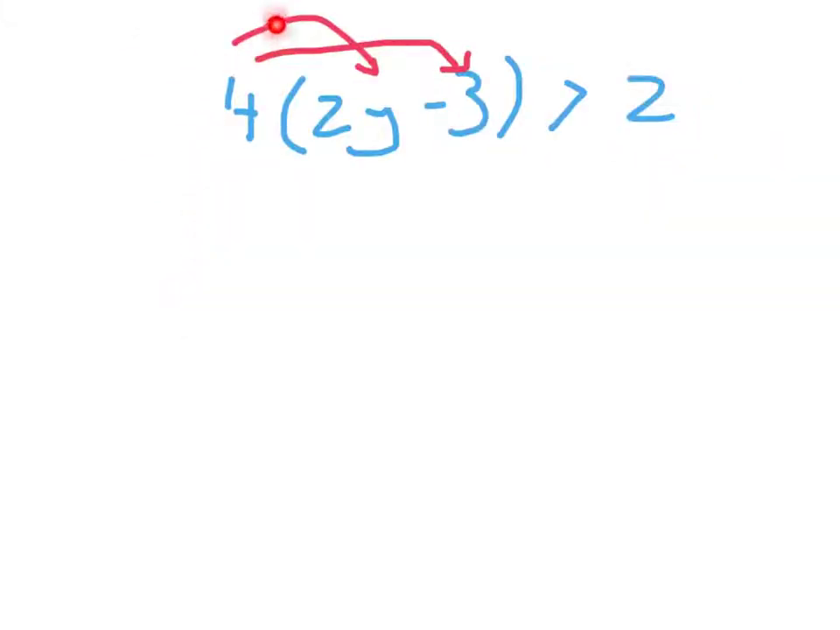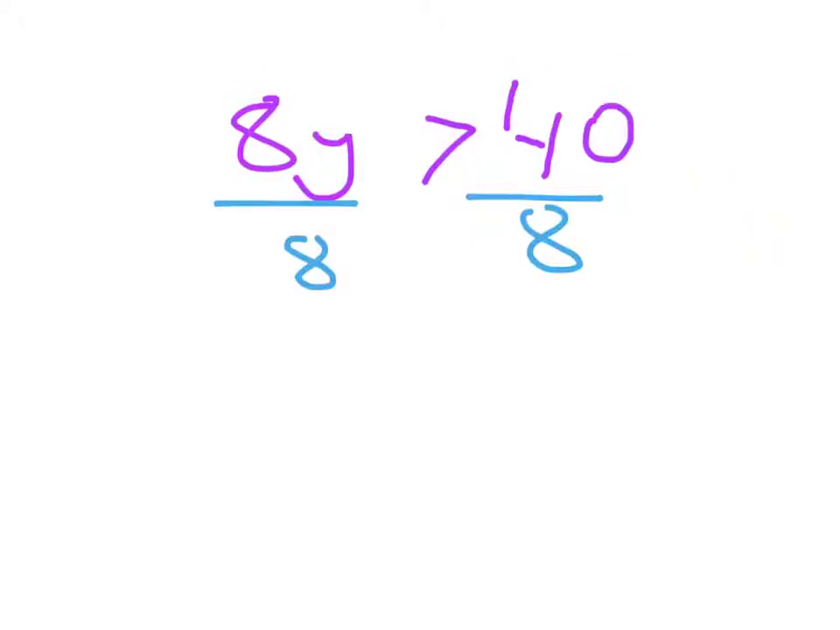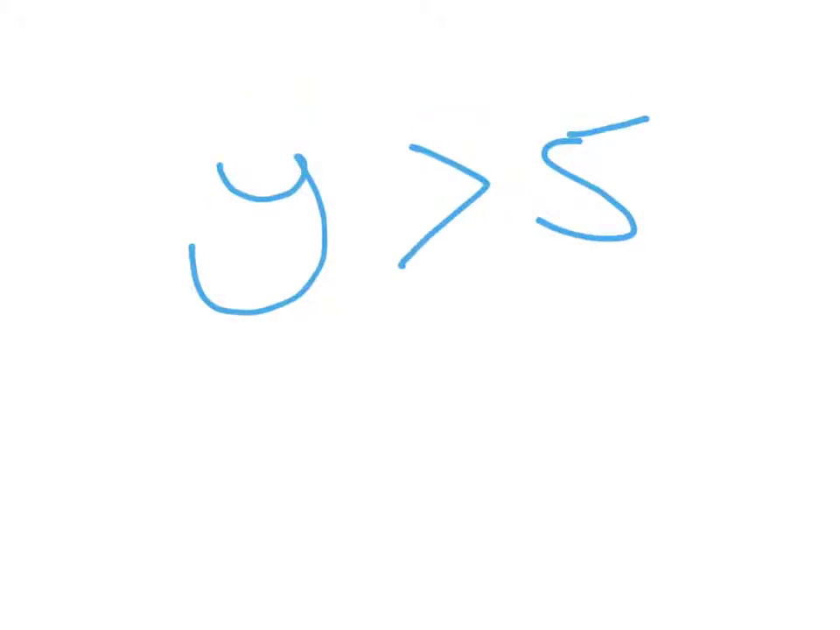Problem number 2. First, you have to distribute the 4 to the 2y and to the negative 3. Now, to continue getting y by itself, you have to add 12 to both sides. Then you have to divide by 8 on both sides to help get y by itself. Then you combine the like terms on the right side, so the answer is y is greater than 5.